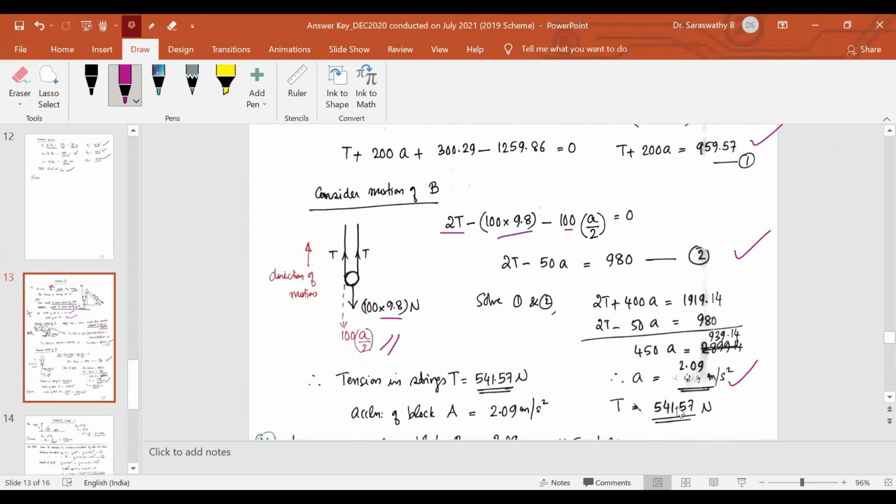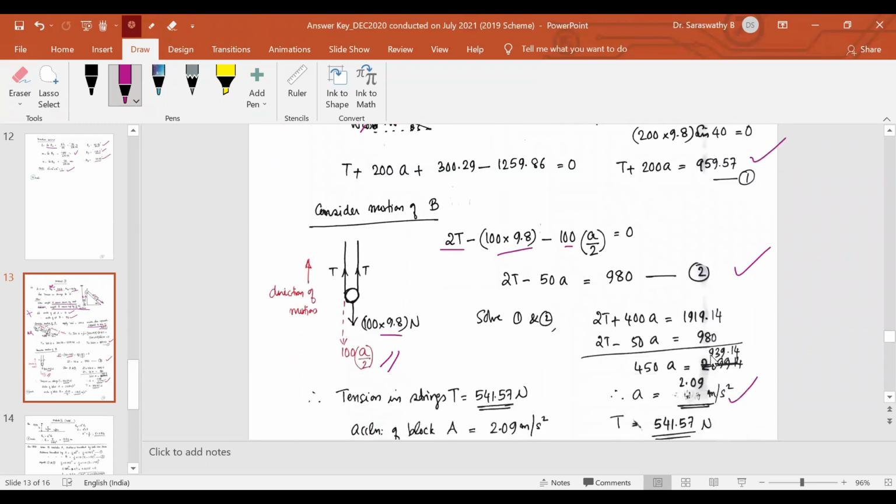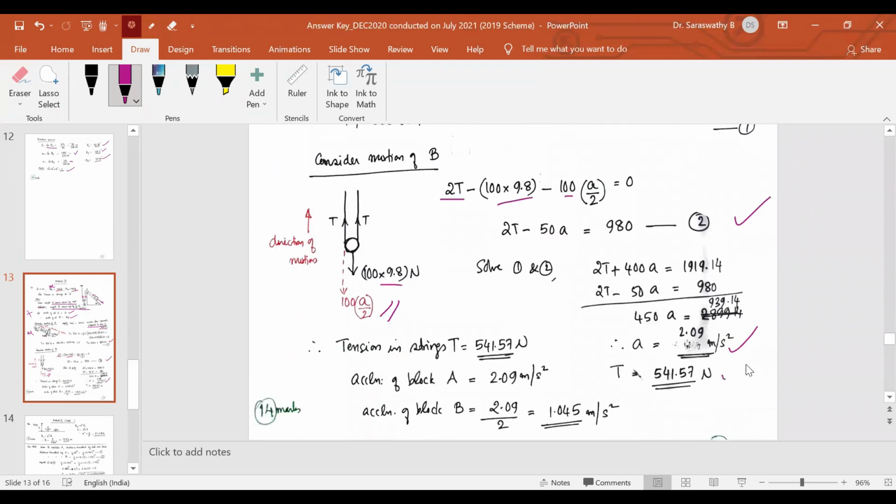So the tension in the spring, you can substitute in any of these equations. Substitute in the first equation, and we get the tension in the spring as 541.57. So the answers are, for block A, the acceleration is 2.09. For block B, it is half of that, 1.045, and tension in the spring is 541.57.